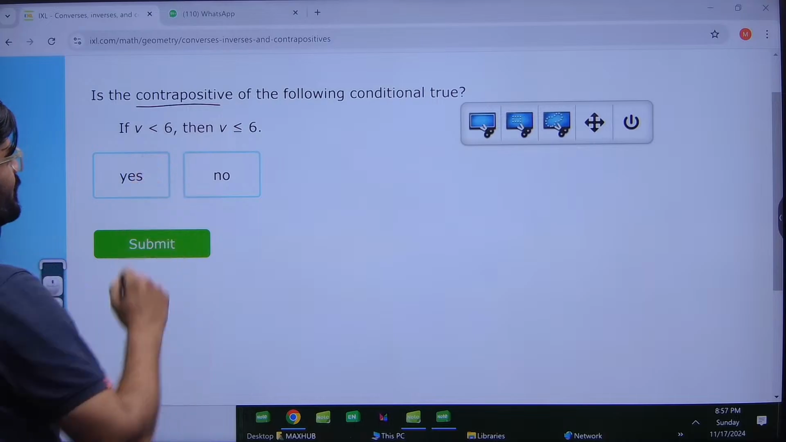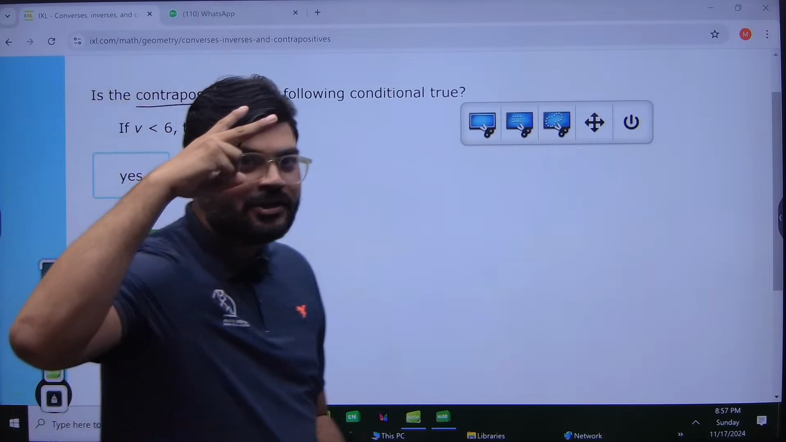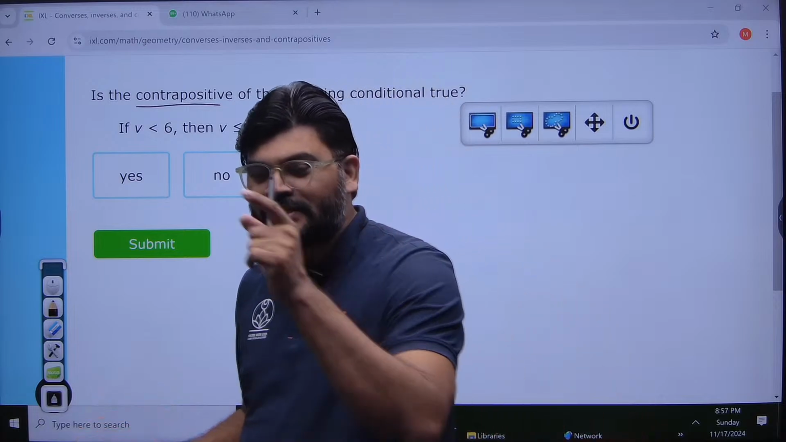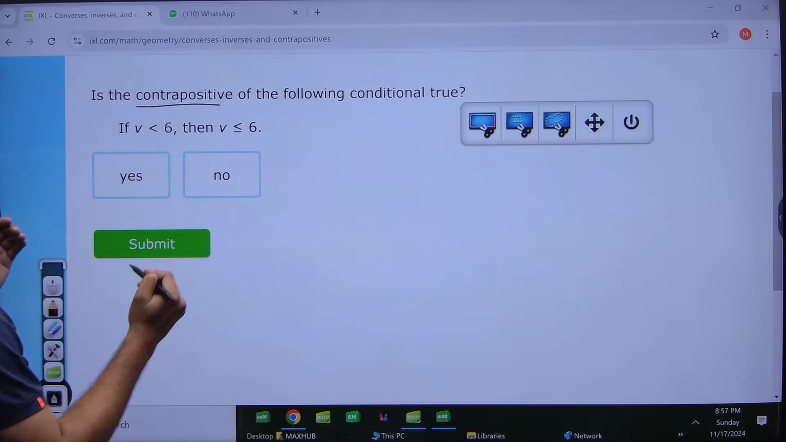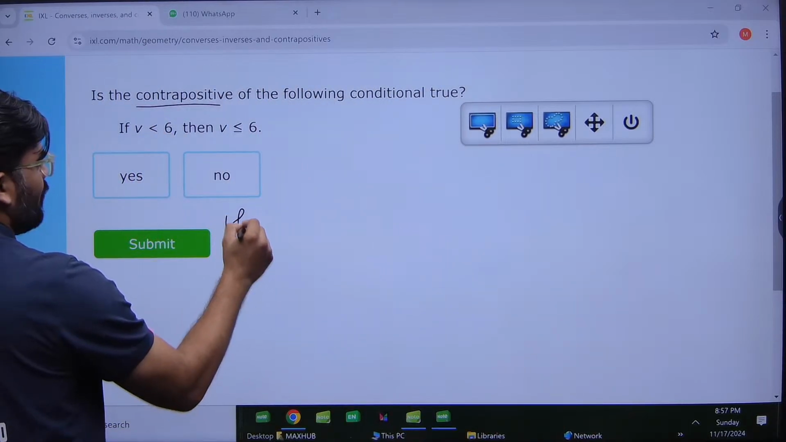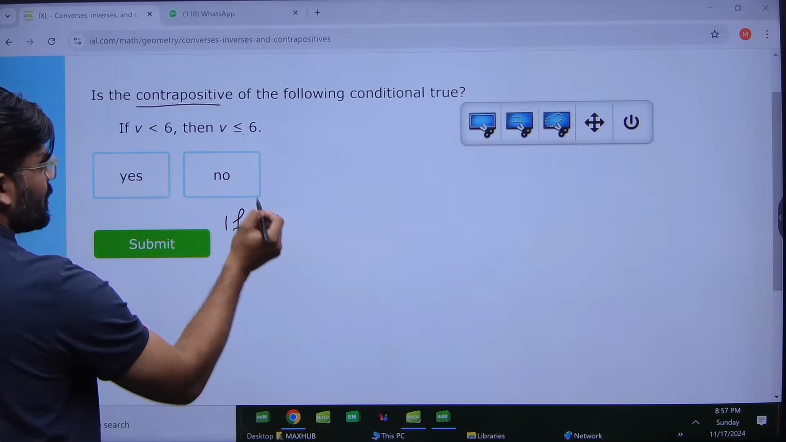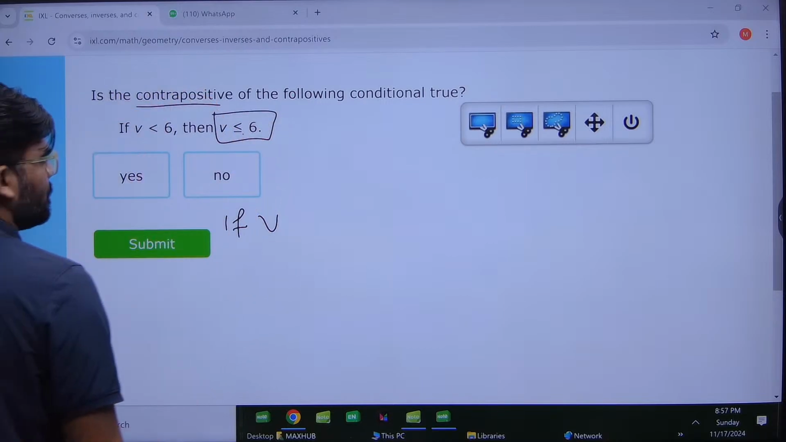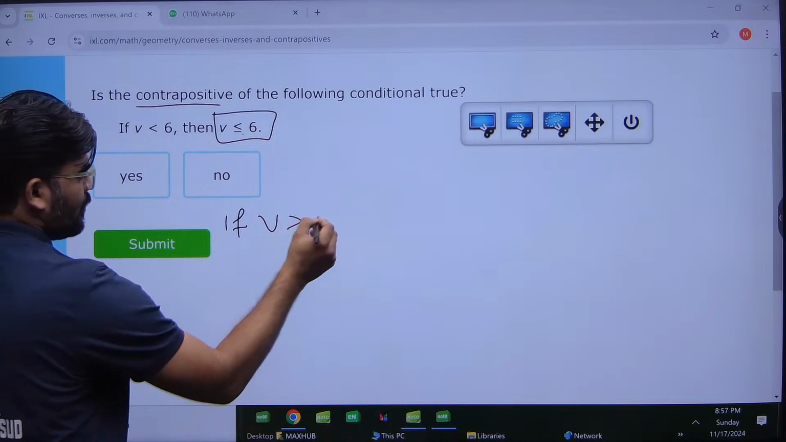Contrapositive. So contrapositive means what you have to do? Two things. You have to switch, you have to negate. So let us switch. So if we switch, we will put this here. So if V is, now negate this. I want you to negate this. So V is greater than 6.